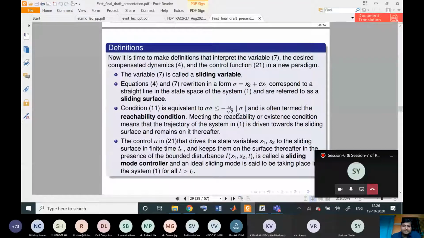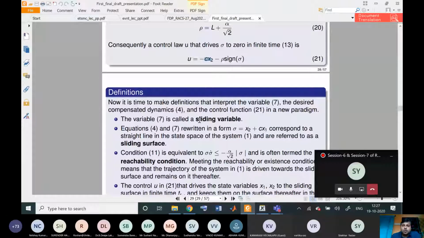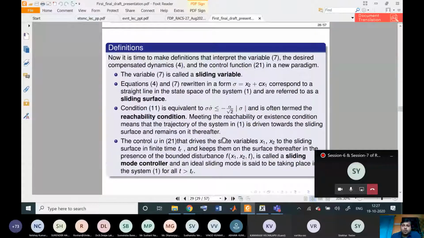The control u that we have designed here drives the system states x1 and x2 to the sliding surface in finite time t_r and keeps them on the sliding surface thereafter, in the presence of the bounded disturbance f. It is called the sliding mode controller, and an ideal sliding mode takes place in system 1 for t greater than t_r.